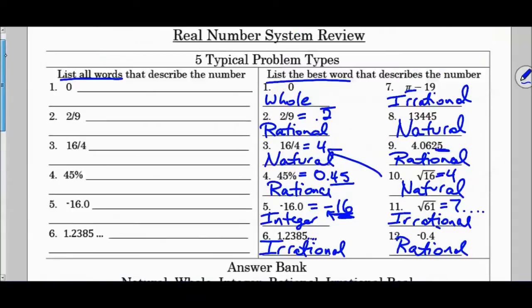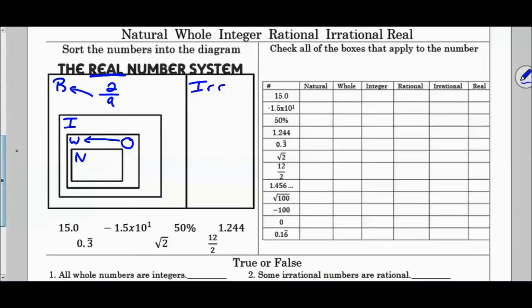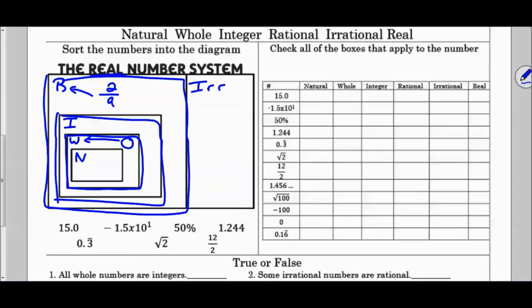The next part of this section on the left is asking all of the words that can describe it. So let's look at 0. We see that it's in the whole number box. The whole number box is completely contained by the integer box, and it's completely contained by the rational numbers. Anything inside of whole numbers has to be an integer, and it has to also be a rational number. Okay? So anything in a smaller box has to also belong to one of the bigger boxes.